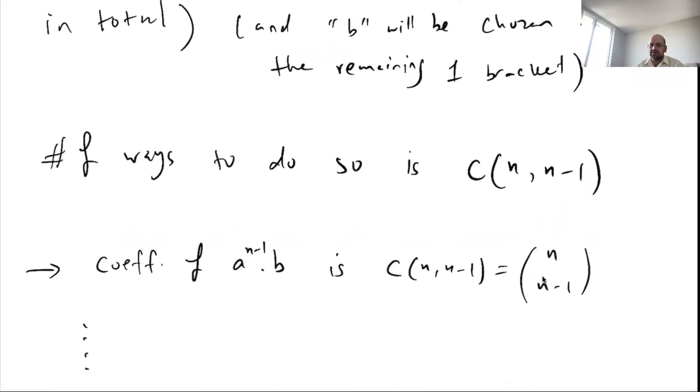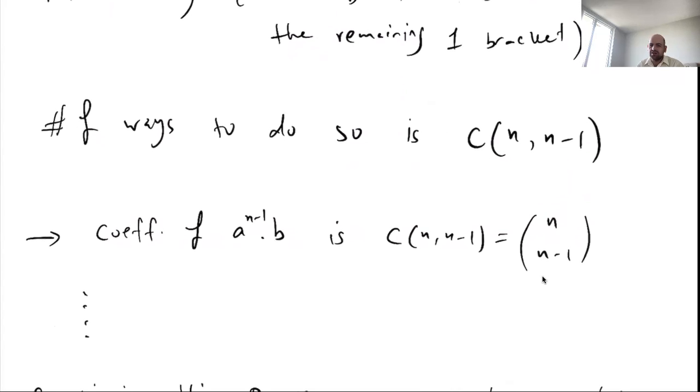So in this case, this is a coefficient. You get the coefficient of a to power n minus 1. The power of a will be a to power n minus 1, and the remaining one bracket will be b. So the term will be a to power n minus 1 times b. And this is the coefficient because this is the number of ways to get this term when you expand a plus b times a plus b times a plus b, n times.